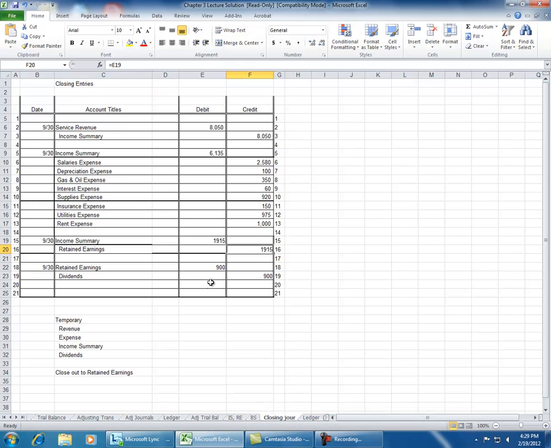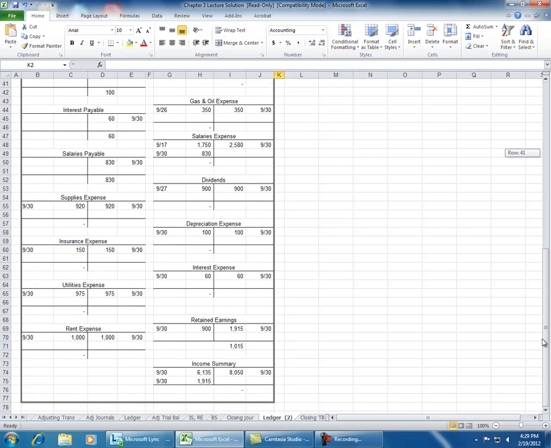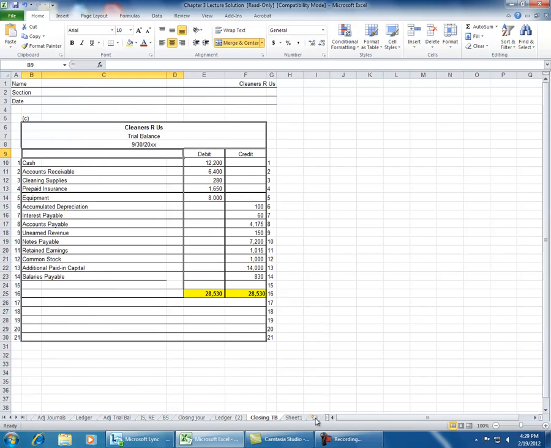Dividends is just a one-step process. You take it out of dividends, a temporary account, and put it into retained earnings. So basically what we're doing is clearing out all of our revenues and expenses. Those will go down to zero. Our ledger will have to be updated for all of these closing entries that we just walked through. And just notice that all of your expense accounts will be down to zero.